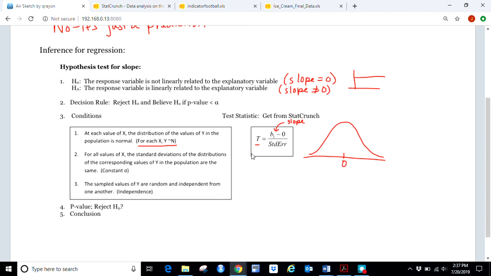Once we have our test statistic, we get our p-value, which again will actually come from StatCrunch. And then we can make our decision based upon step 2 and make our interpretation and conclusion from there as well. In the next video, we'll apply this to our first example.